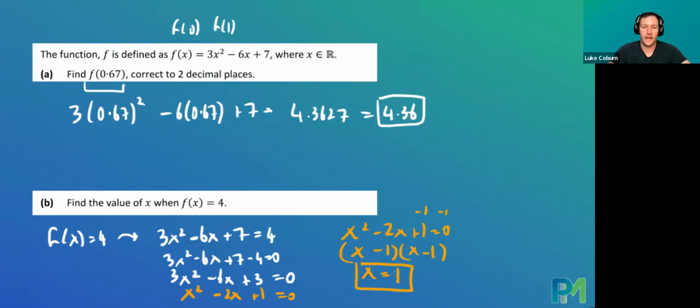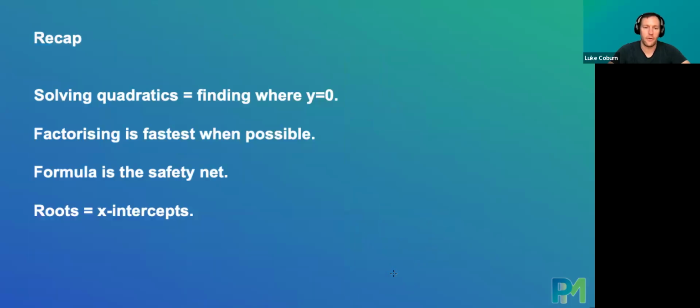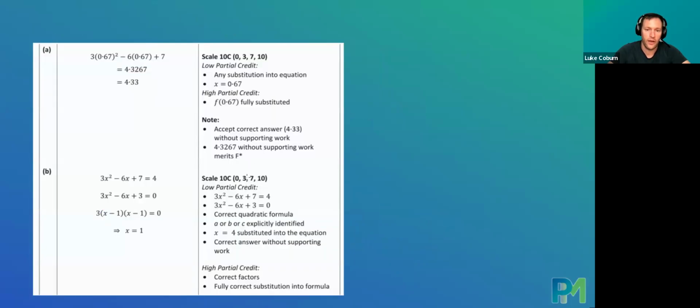Okay, so that's enough for today. Just a quick look at the second one there. The low partial credit would be if we set that equal to 4. If we just wrote down either this line or this line, we would get 3 marks out of 10. If we were to use the quadratic formula and wrote down the formula correctly, or if we had A, B, or C, so if we said A is equal to 3, that would also be 3 marks out of 10. And so on. The high partial credit would have to get down to here, the correct factors, or the formula fully substituted.